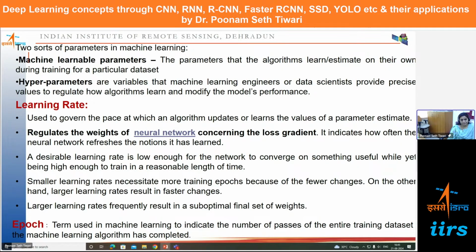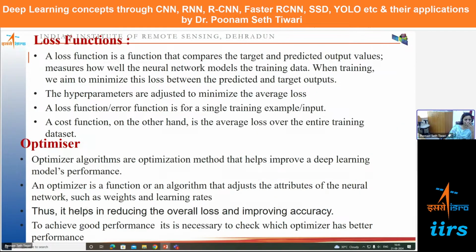Then the second hyperparameter is epoch: how many passes of the entire training data set the machine learning algorithm will complete. Then we have the loss function and optimizer. Loss function means the difference between the target and predicted output value. A loss function compares the target and predicted output values and measures how well the neural network models the training data.